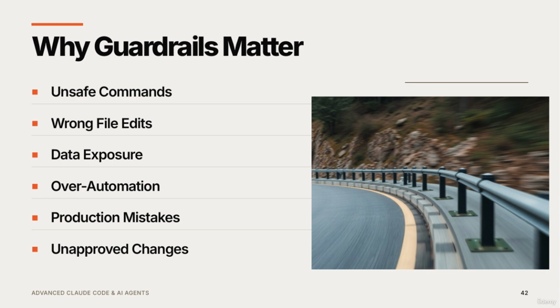Data exposure is another major concern, where sensitive information might be accidentally shared or leaked. Over-automation can sometimes backfire, causing unintended consequences if automated actions aren't closely monitored. Production mistakes, whether human or system errors, can impact our service reliability and reputation. Lastly, unapproved changes can introduce vulnerabilities and inconsistencies that are difficult to track and fix. By understanding these risks, we see why advanced tools like Claude Code and AI agents need strong guardrails to operate safely and effectively within our environments.